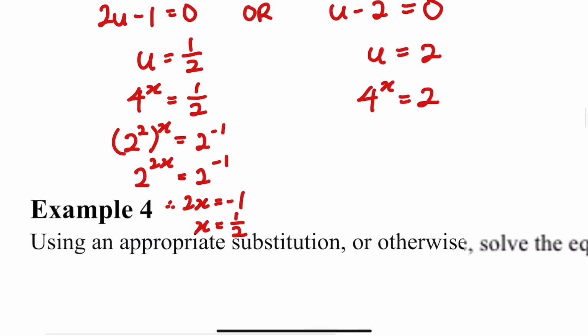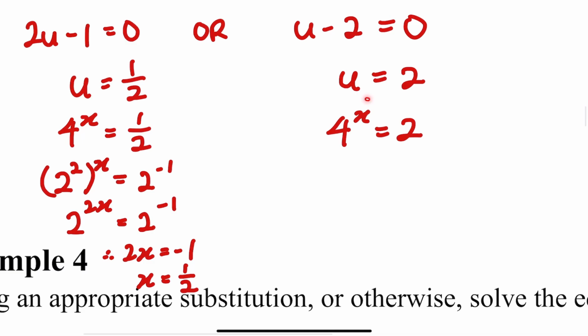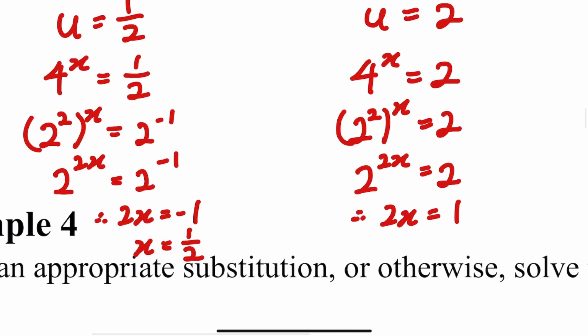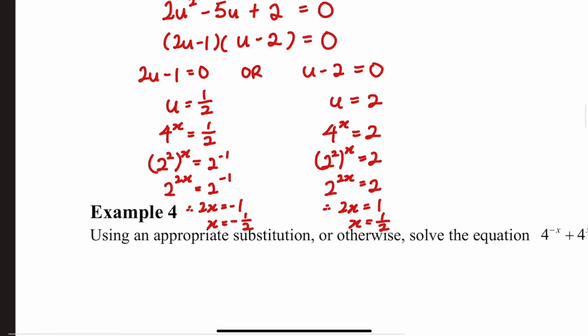Okay, I do the same thing for the other side. 4 power x equals 2. I can make them the same base. This is 2 squared, the whole thing power x, equals 2. Therefore, 2 power 2x is equal to 2. Same base now, I compare the power. 2x is equal to an invisible 1 over here. So therefore, 2x equals 1. Did I miss out negative on this side? I just realized I missed out negative. This one should be negative half. Here should be x equals half. Okay, and there you have it, your 2 answers for example 3.